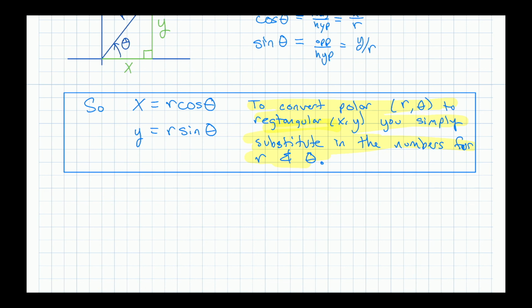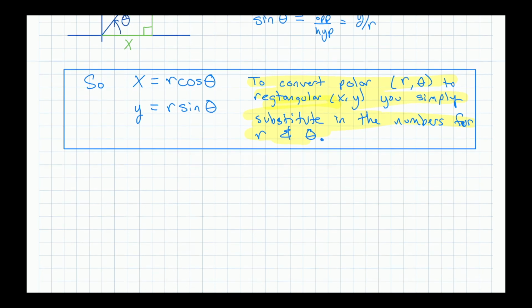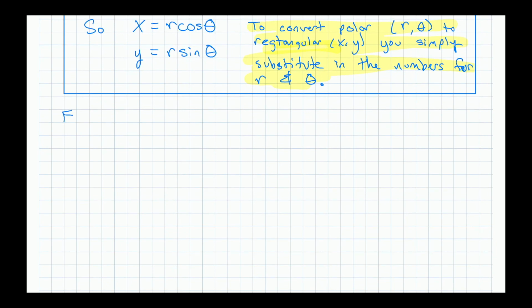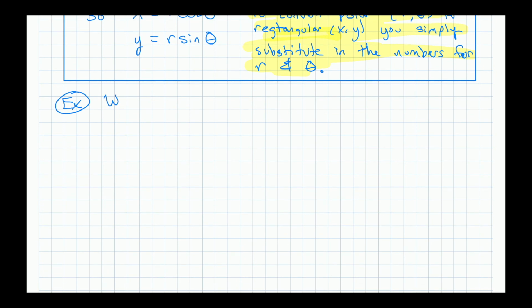So let's just try a couple examples here. Example: write the polar coordinates 3 comma pi over 2 as a rectangular coordinate.